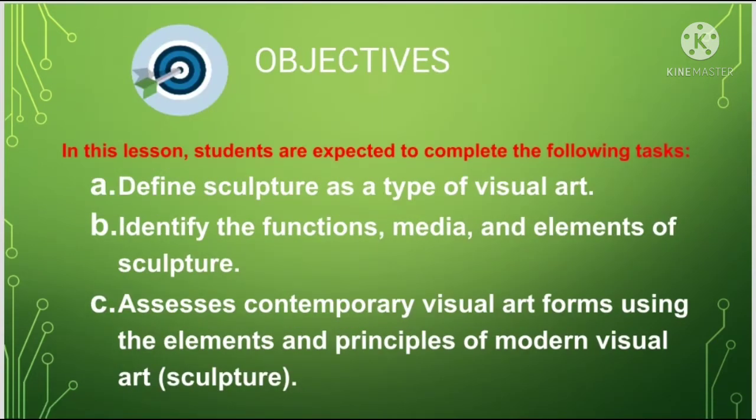We have objectives in this lesson. In this lesson, students are expected to complete the following tasks. Define sculpture as a type of visual art. Identify the functions, media, and elements of sculpture. Assess contemporary visual art forms using the elements and principles of modern visual art. Okay, those are the objectives.